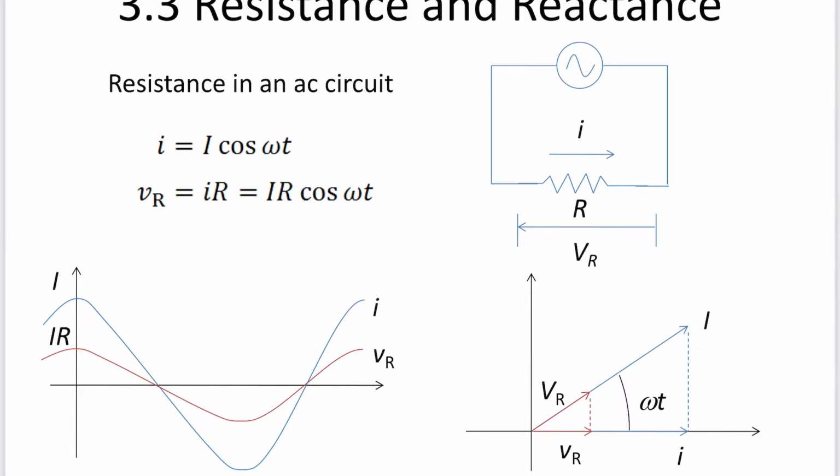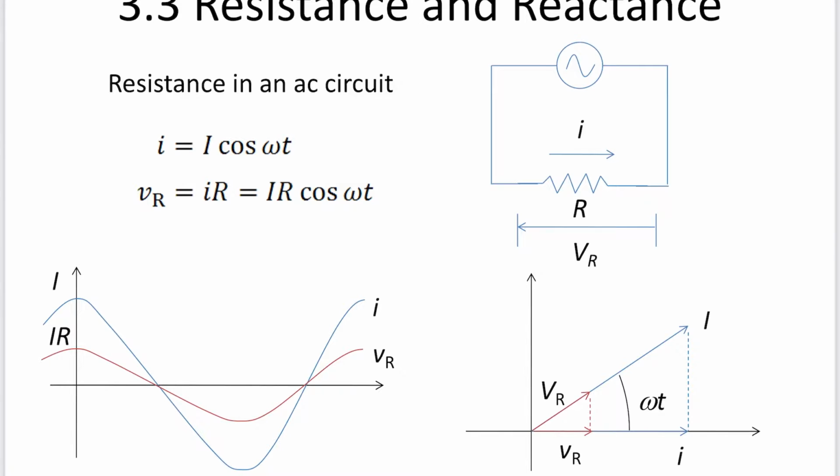Hello everyone. From now, we consider the three elements in an AC circuit: resistance, inductor, and capacitors. In all the cases, we use the same expression for current, I equal capital I cosine omega t. Then we will find the expression for the corresponding voltage between the two ends of each element.